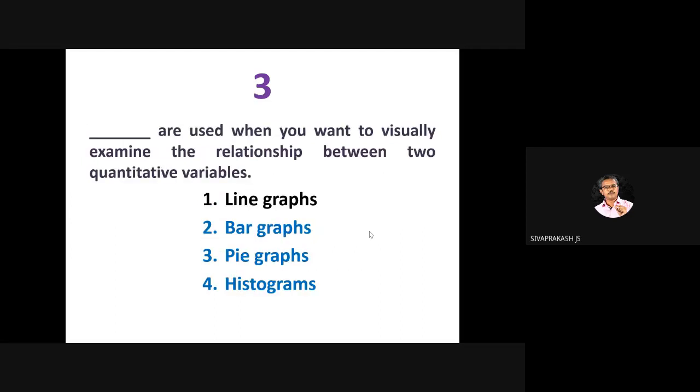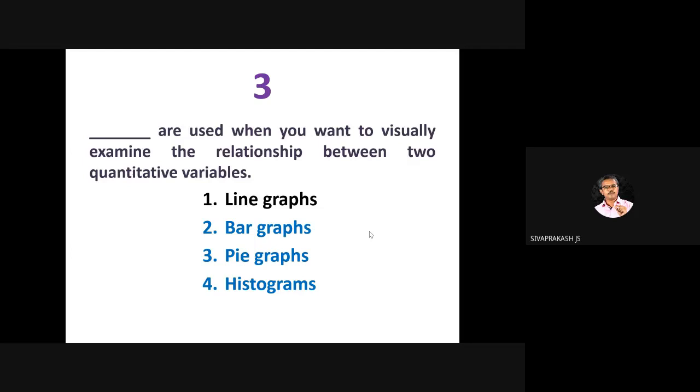Question number 3. Dash are used when you want to visually examine the relationship between 2 different quantitative variables. So, in the graph there are 2 variables, x and y. Agriculture income and rainfall, these are 2 variables. This is the graph you depict. Which graph matches? Line graph matches. Compare two variables. That's what examining the relationship between 2 quantitative variables means.